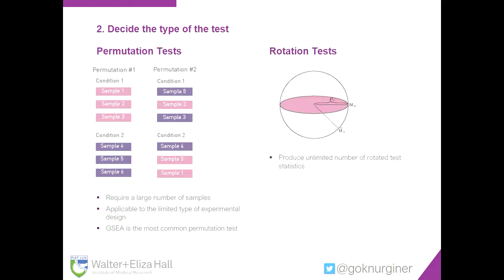Therefore, there is a rotation test, which allows you to create tens of thousands or millions of similar data points, so you can check if your data is really differentially expressed or if it is just random differential expression. To check that, you want to create many samples. So with the rotation test, you can do that.